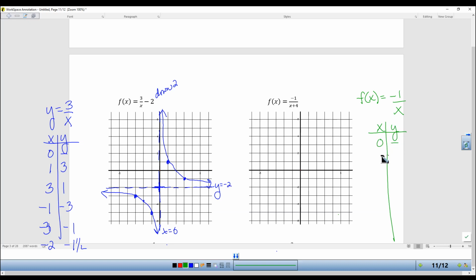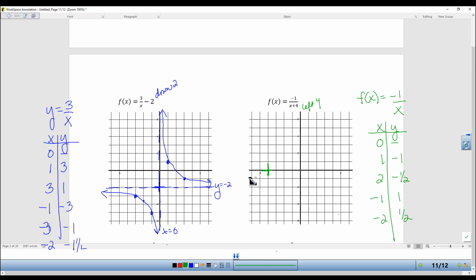So x can't be 0. When it's 1, it's -1. At 2, it's -1/2. So there's no point in doing 3 and getting even smaller. -1 will be 1, and -2 will be +1/2. So this is going to shift to the left 4. 1, 2, 3, 4. That's going to be my new origin.